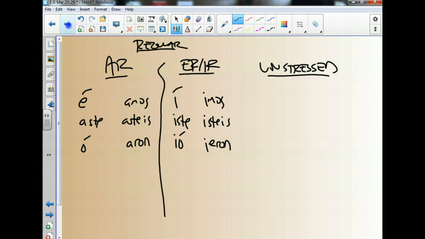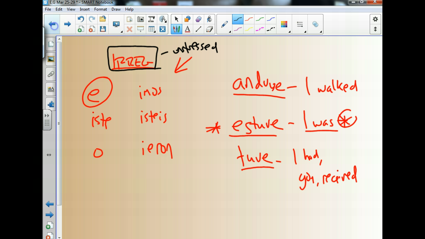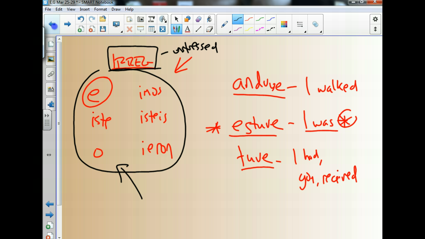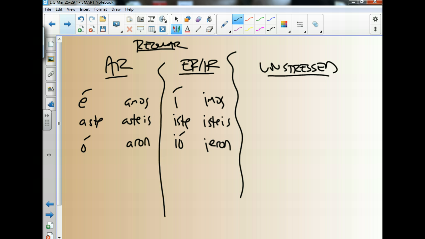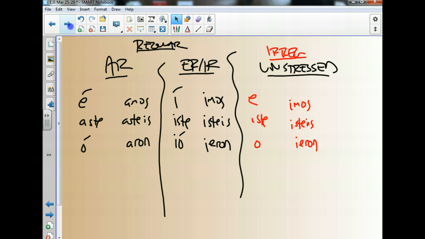Your unstressed endings, I'm not going to bother writing them down again because they are, boom, right here. Notice the difference. Maybe I should write them again to just notice the difference. Over here, you have no accents. They're unstressed. These are irregular. Every irregular verb that we've talked about has these endings. E, iste, o, imos, isteis, ieron. That's the long-winded answer to Hunter's question about accents.